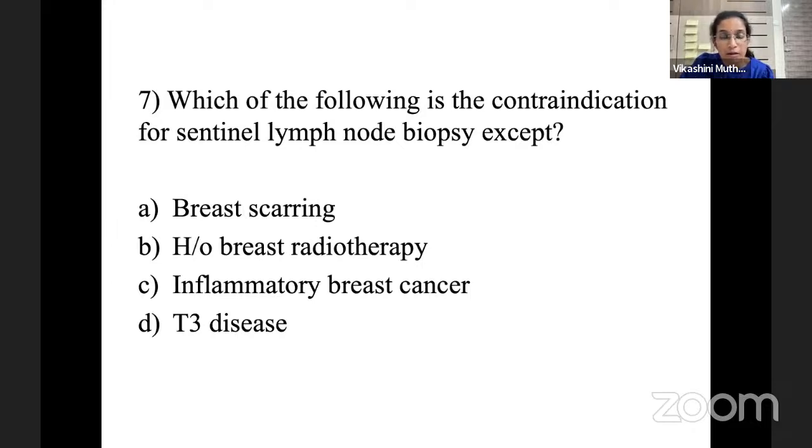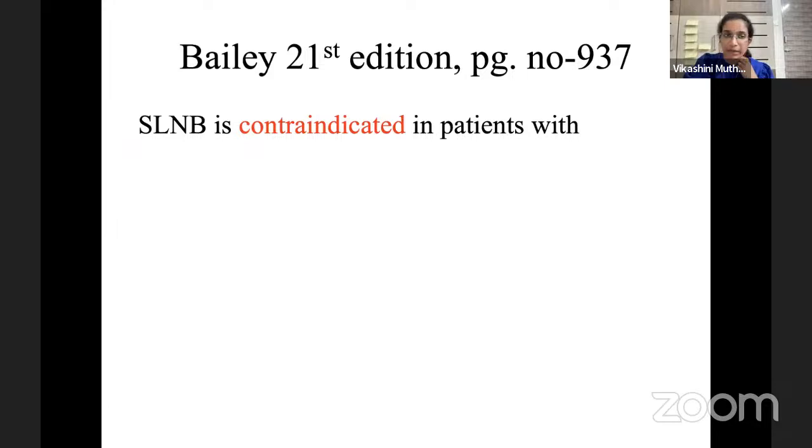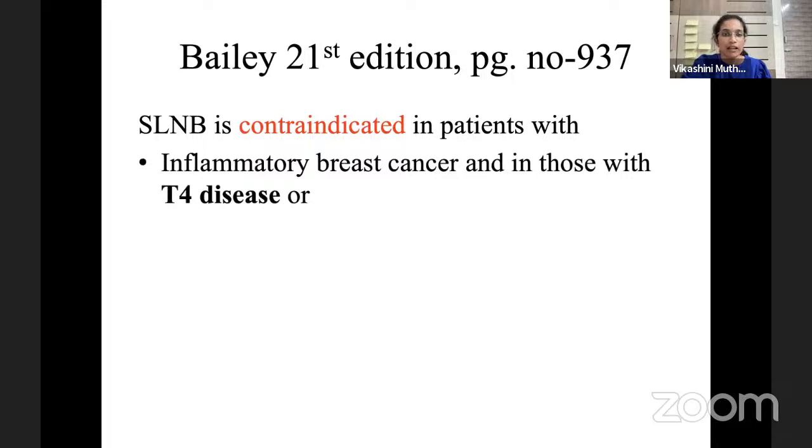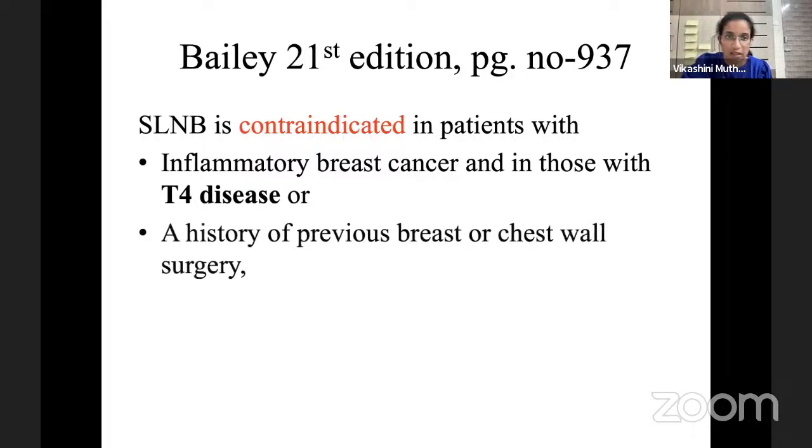Which of the following is the contraindication for sentinel lymph node biopsy, except? So there are double negatives here. Basically the question is, which of the following is not a contraindication for sentinel lymph node biopsy: breast scarring, history of breast radiotherapy, inflammatory breast cancer, or T3 disease? Again, it's a direct statement from Bailey, which states that sentinel lymph node biopsy is contraindicated in inflammatory breast cancer and in those with T4 disease and a history of previous breast or chest wall surgery.